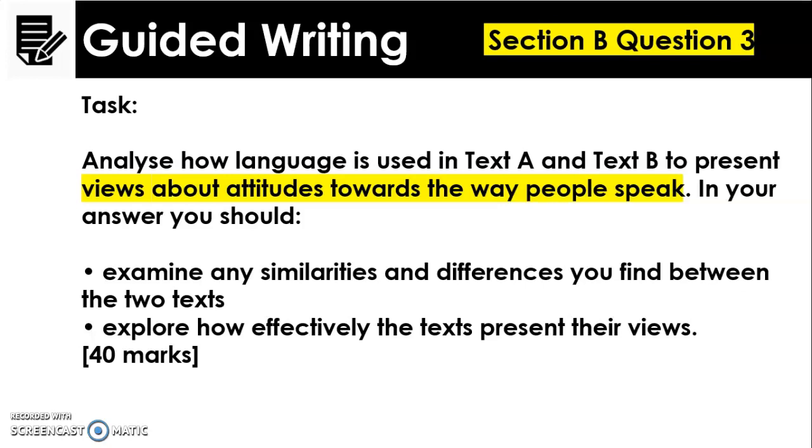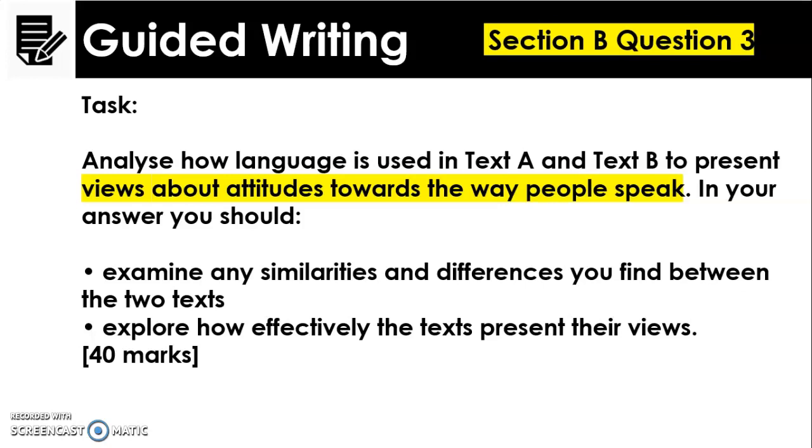Now, quickly, the bit I've highlighted in yellow, that's the bit that will change with each exam series. Every time a new exam's put out, that yellow phrase will change. But the rest of the structure of the question will remain the same. This will always be how the question is presented. Analyze how language is used in text A and B to present, which will change each time. They will also always say that you should do these two things: examine any similarities and differences. So that's that AO4 objective, the ability to compare, and explore how effectively the texts present their views.